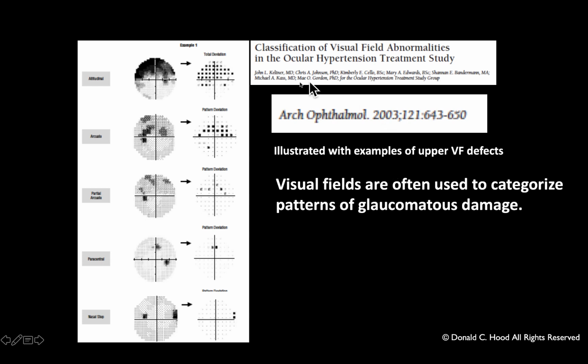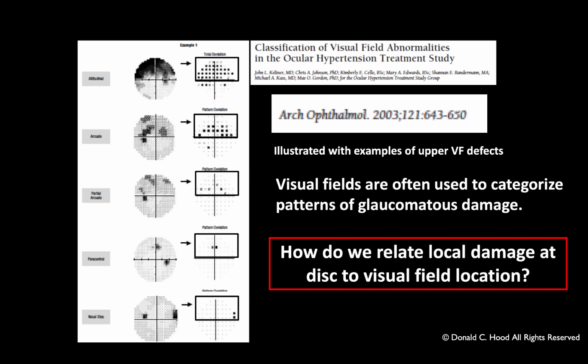So here is a scheme developed for the Oates trials by Keltner, Johnson and colleagues. They illustrate their categorization based on upper visual field defects, or at least I'm illustrating it that way. So this is a nasal step. This was called paracentral defect. This a partial arcuate. This an arcuate. This an altitudinal defect. So how do we relate these local changes in damage at the disc to visual field locations?